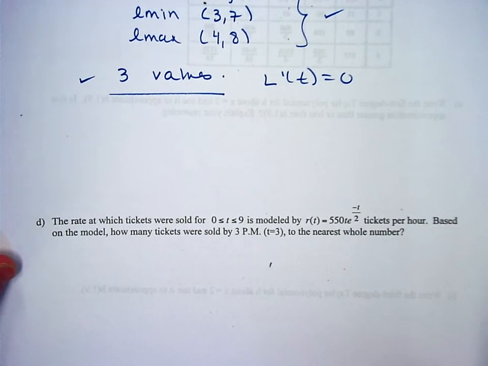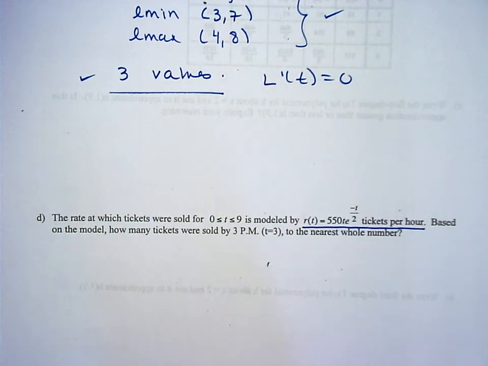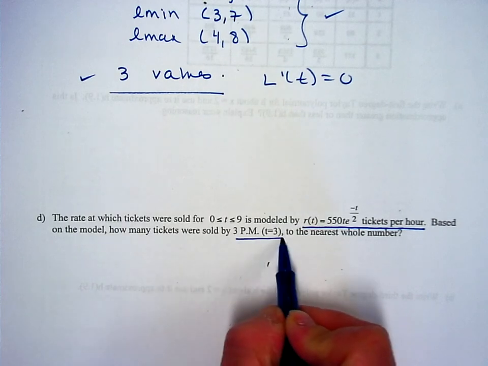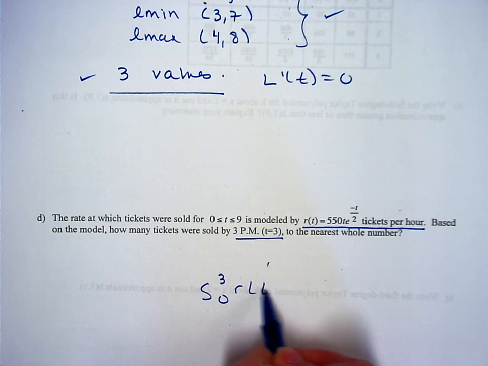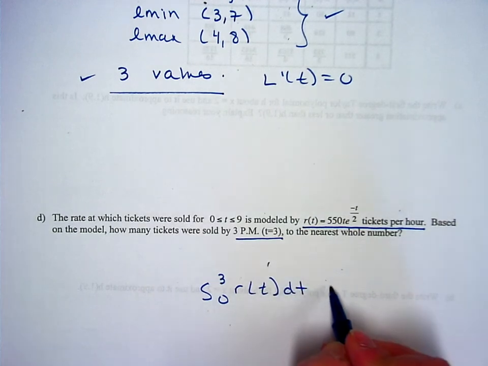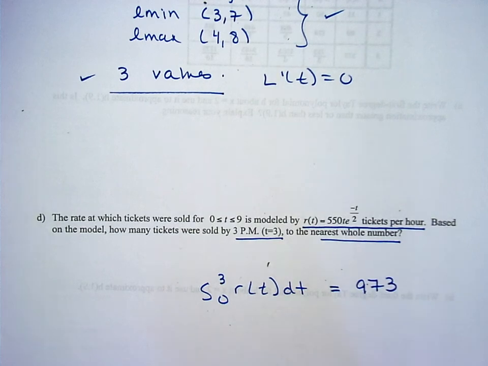Okay, the last question. The rate at which tickets were sold is modeled by this equation. This is tickets per hour. I want to know how many total tickets were sold by 3 p.m. So if I integrate the rate from 0 to 3, that will give me the total number of tickets that were sold. Use your calculator. And I want it to the nearest whole number, so round it to 973. 1 point for this, 1 point for this. This is a 2-point question.